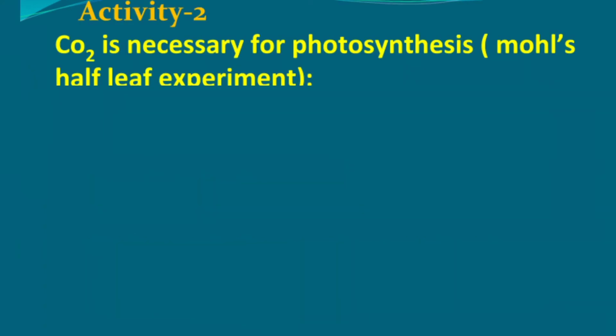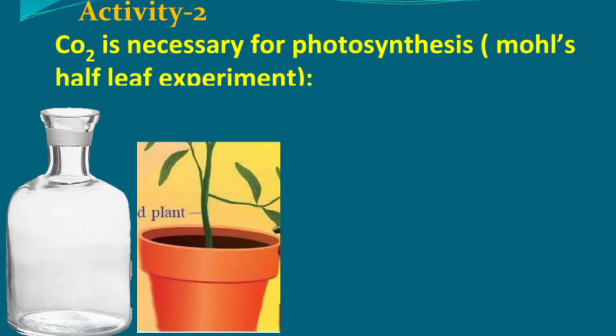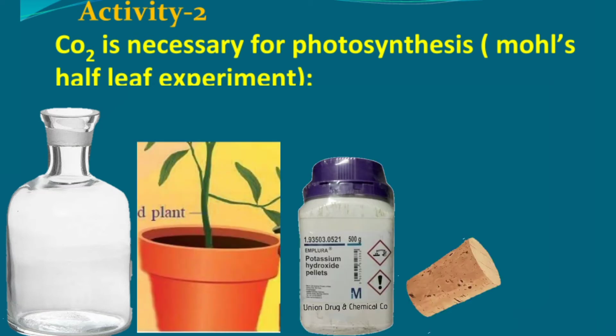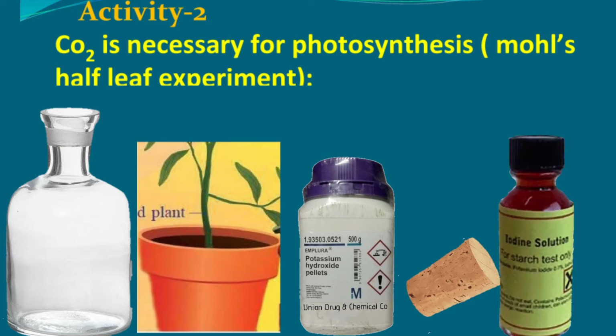Next, activity number 2: CO2 is necessary for photosynthesis. It is also called Moll's half-leaf experiment. We need a transparent bottle, a potted plant, KOH solution, a split cork, and iodine solution.